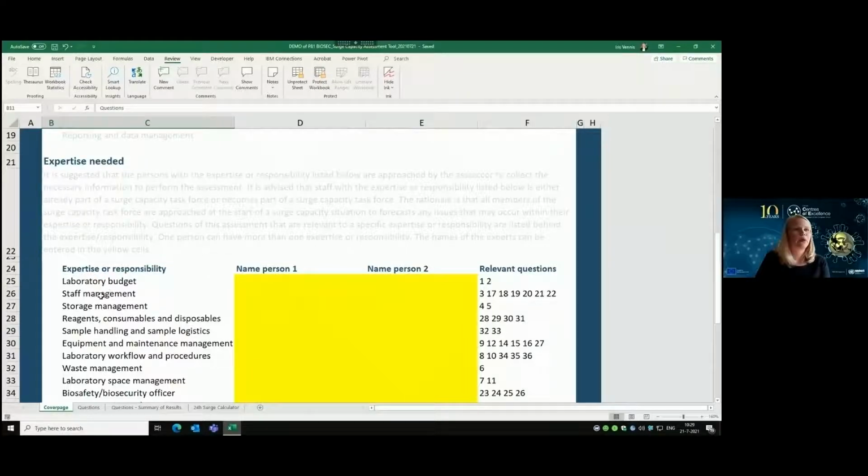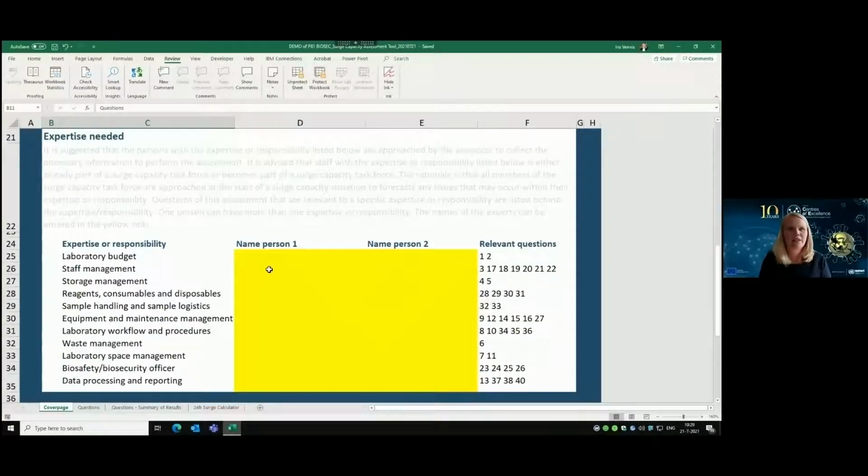So for example, you would like some expertise on the laboratory budget or the staff management. The assessor of the tool might not have all this expertise, so it's possible to assign this expertise to a person. Here in yellow, we have highlighted the boxes where you can enter your own information. If I want to assign, for example, Joris Sprokholt to the laboratory budget, I can enter the box and type in Joris Sprokholt. And here you can see the relevant questions for Joris Sprokholt. So for all of these expertises and responsibilities, you can fill out names, and it's easy to see to which questions they should look.